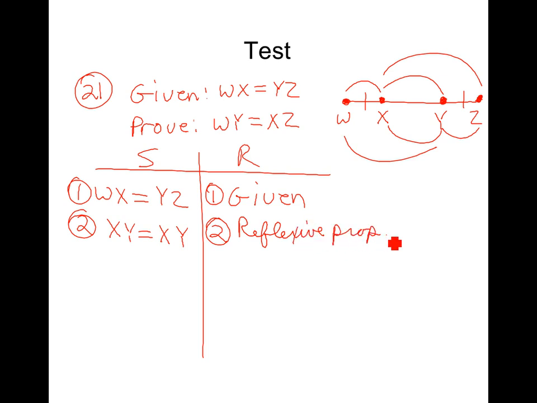Reflexive property. Remember, reflexive property says anything equals itself. Number 3, WX plus XY equals XY plus YZ.